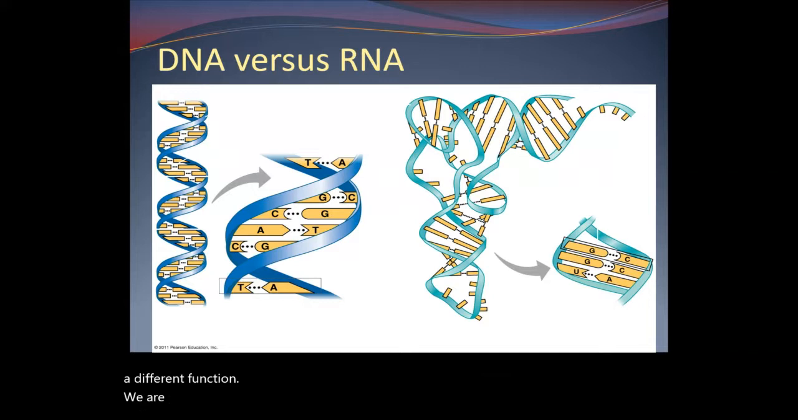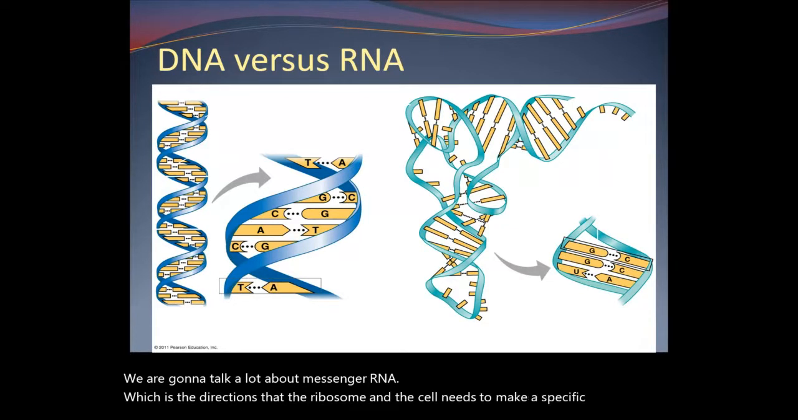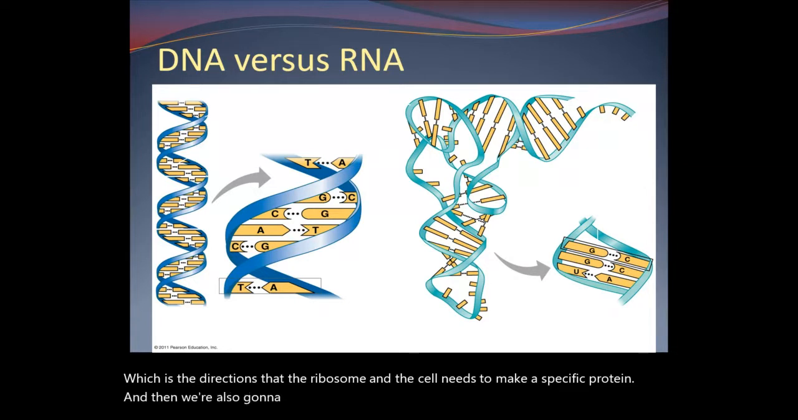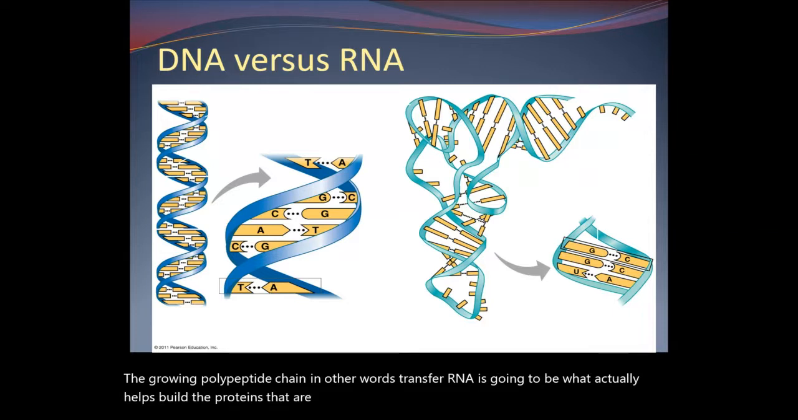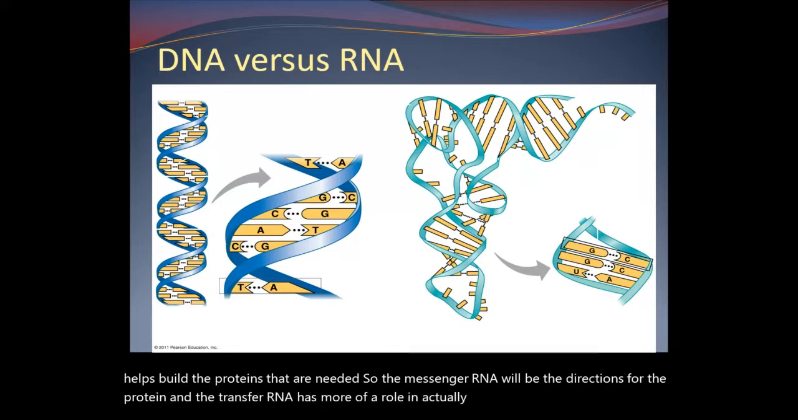We are going to talk a lot about messenger RNA, which is the directions that the ribosome and the cell needs to make a specific protein. And then we're also going to talk about transfer RNAs, which transfer amino acids from the cell to the growing polypeptide chain. So in other words, transfer RNA is going to be what actually helps build the proteins that are needed. So the messenger RNA will be the directions for the protein, and the transfer RNA has more of a role in actually building that protein.